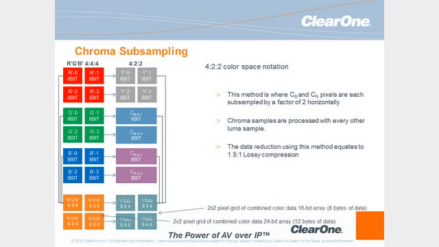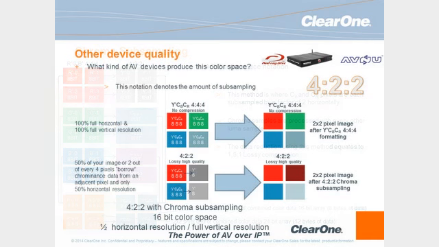Now 422 is not quite as common as 420, but it's starting to be kind of an up-and-comer, and you'll see why in what it does pixel-wise. It's not as good of a data compression. It's only a 1.5 to 1, considered just a lossy compression. So you have chroma samples that are processed with every other luma sample, and you see this now on things like the RED Ray and media servers. This is right now the highest profile in the AVB profiles, for example.